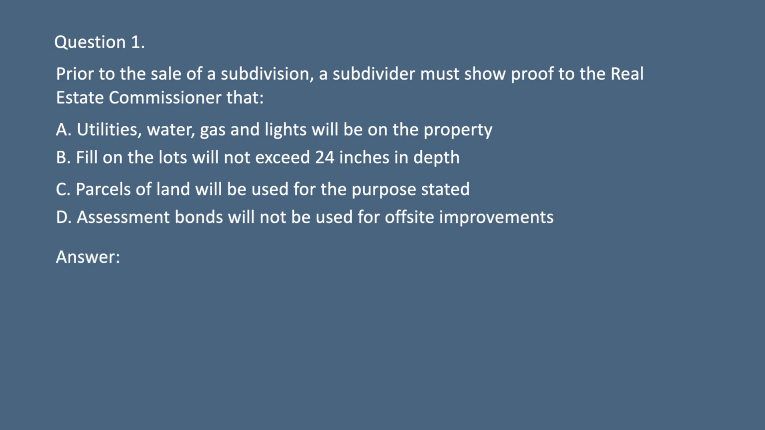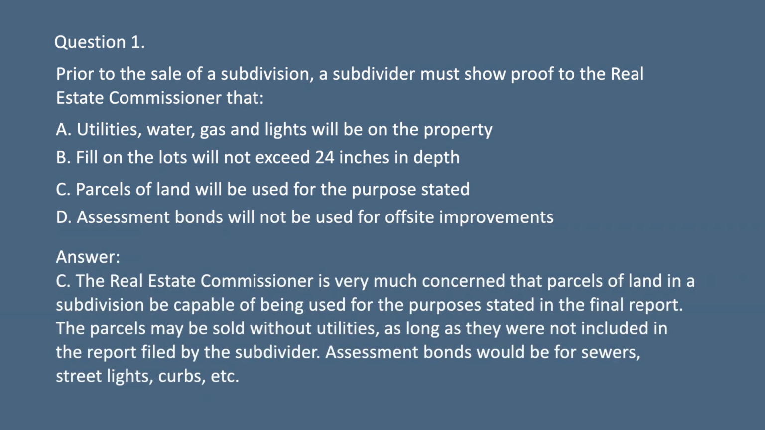Answer. C. The Real Estate Commissioner is very much concerned that parcels of land in a subdivision be capable of being used for the purposes stated in the final report. The parcels may be sold without utilities, as long as they were not included in the report filed by the subdivider. Assessment bonds would be for sewers, street lights, curbs, etc.